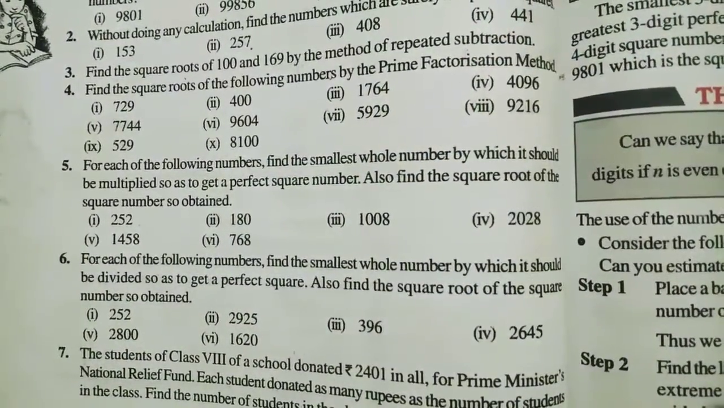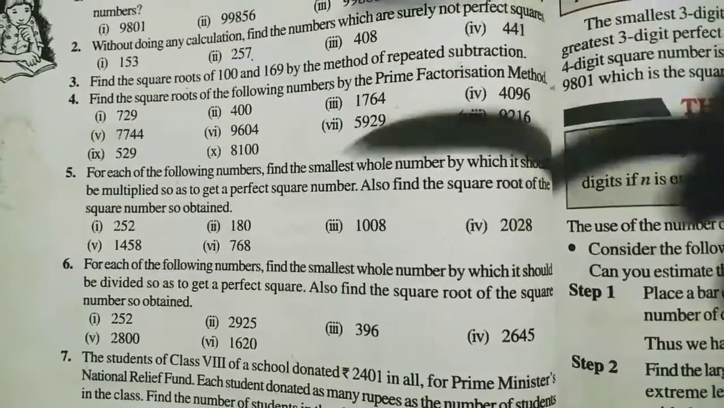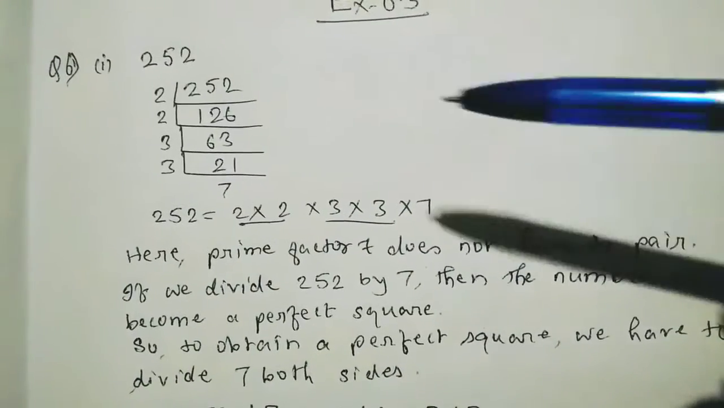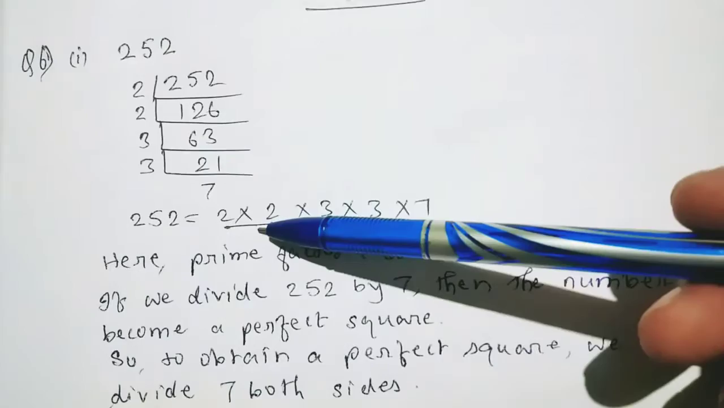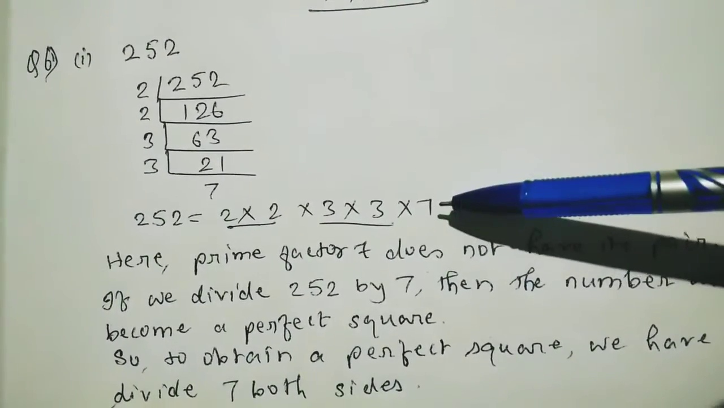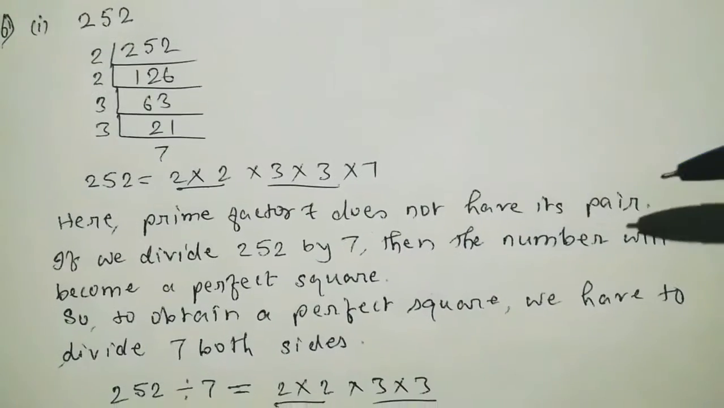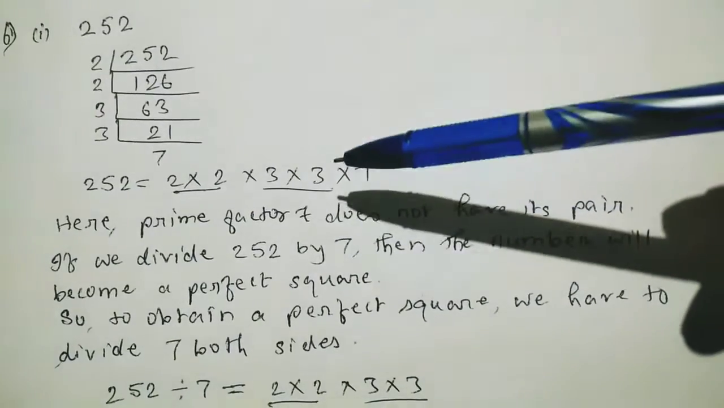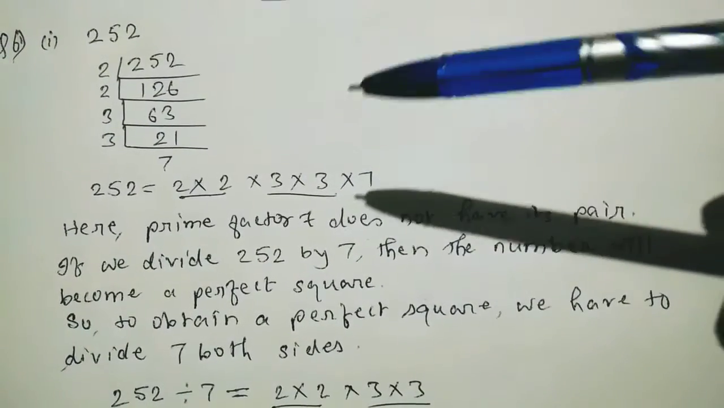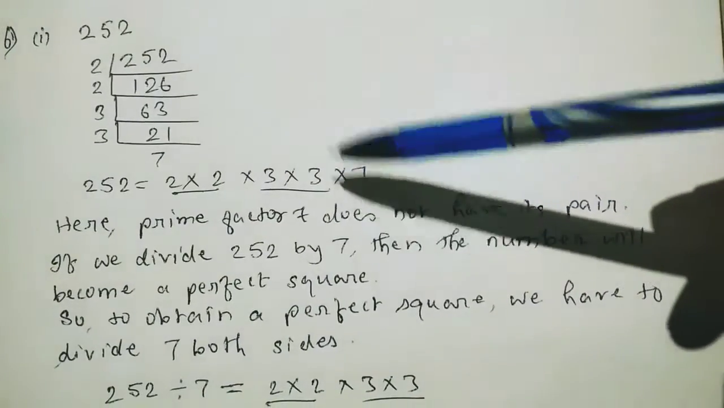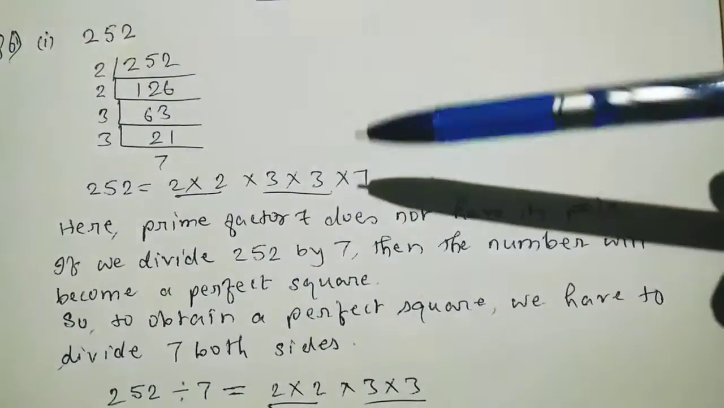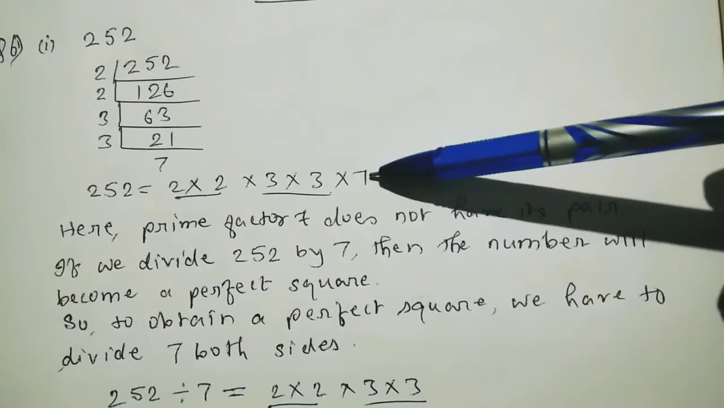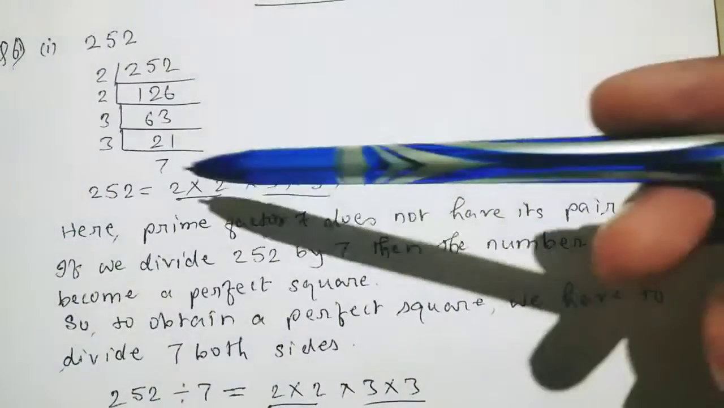So 252. First of all you have to factorize it, and this is not a perfect square. Students, you can see here I have factorized this number, and this 2 and 2 are pairing, 3 and 3 pairing, and 7 is not paired. So here prime factor 7 does not have its pair. We have to divide 252 by 7, because in the question division is given, not multiplication. We divide by 7 on both sides. Why? Because 7 does not have any pair. So if the 7 goes, then it will become a pair and it will become a perfect square.